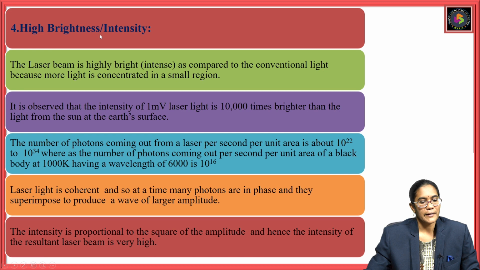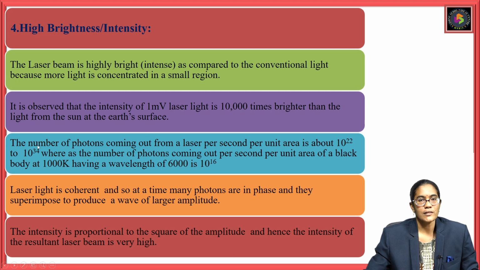After that, high brightness or high intensity. The laser light has higher intensity than the conventional light source. The laser beam is highly bright compared to conventional light because more light is concentrated in a small region. So more power is concentrated in a very small region. That's why the laser light has higher intensity than other sources. It is observed that the intensity of 1 milliwatt laser light is 10,000 times brighter than the light from the sun at the earth's surface. So this much difference will be there.